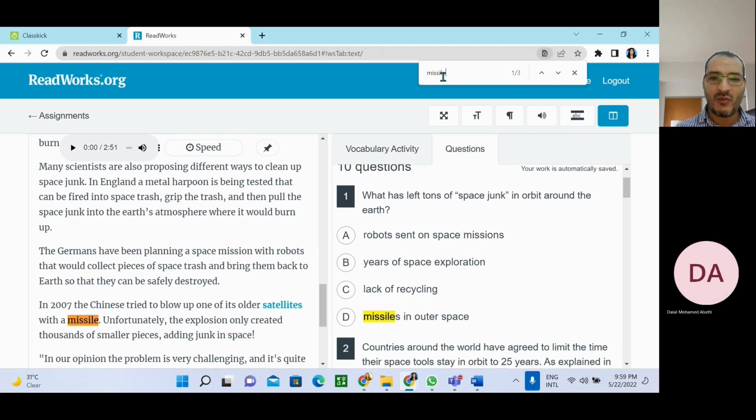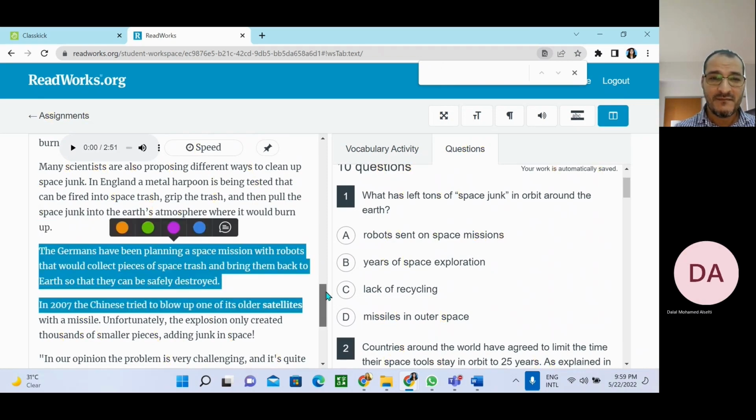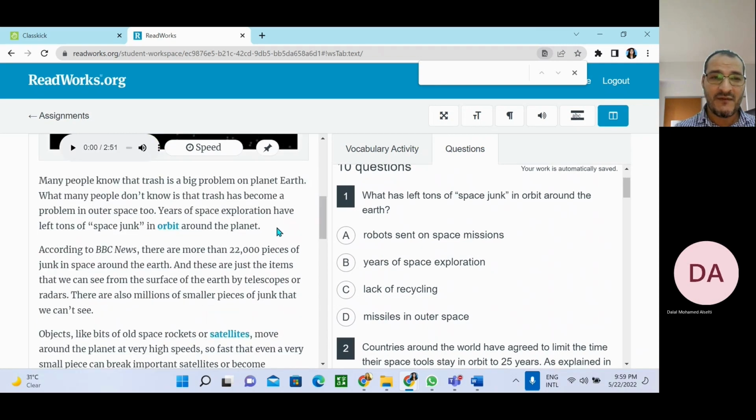Okay, but I don't want you to use Control F and search for the word. What's important here? What are the key words? Space junk, and we have orbit. Let's find the word space junk or space trash or something like that. Scroll up, please, and find the first paragraph. Read the first paragraph carefully and quickly.